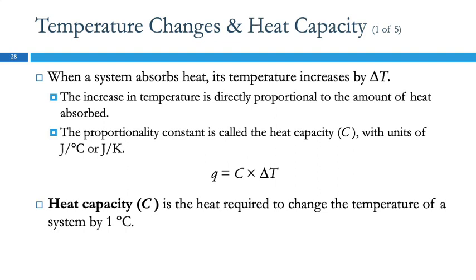So we could write it like this: Q is equal to a proportionality constant times the change in temperature. And this constant would be called the heat capacity. The units would be joules per degree Celsius or joules per Kelvin. So the heat capacity is the amount of heat needed to change the temperature of that particular system by 1 degree.